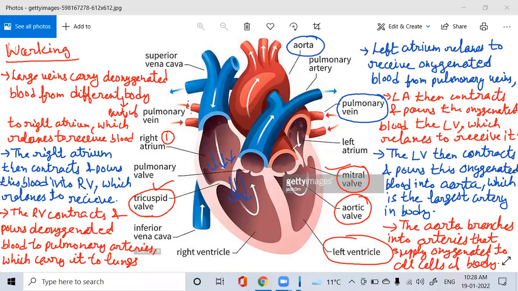So again, I am repeating this. So dear children, the human heart is divided into 4 different chambers, right? Half and half, left and right. On the right side, we have the right atrium and right ventricle. On the left side, we have the left atrium and left ventricle, right?